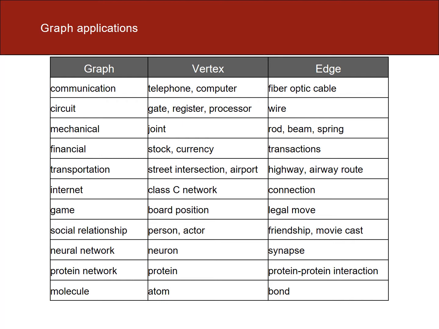And if I'm trying to model a circuit, every gate, register, transistor, processor will be represented as a vertex, and the connection, the wiring between them will be represented as an edge. And similarly, we have several other cases.